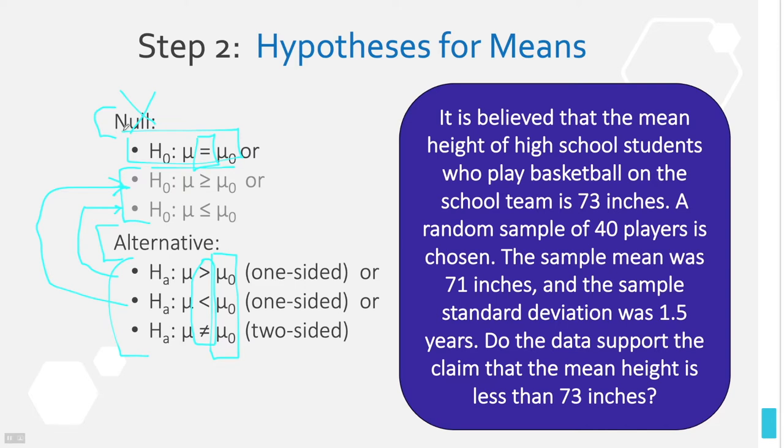So you want to try to mimic what the problem is telling you. And if it isn't telling you any of these symbols, then this one's the default because it's the stronger of the two. So if you encounter a scenario where the problem isn't telling you any, then be sure to use this. But go ahead and pause now and look at this scenario and write down on your notes what you think the null and the alternative hypotheses are. I usually write the alternative first and then I write the null.